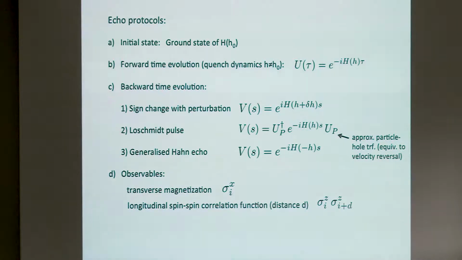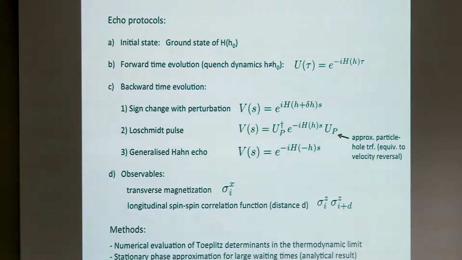The observables that we looked at are the transverse magnetization and the longitudinal spin-spin correlation function. Because this model is so straightforward, one can basically boil everything down to some numerical evaluation of determinants. You can take the thermodynamic limit, which gives you very accurate results. And you can also get analytical results for large waiting times based on a stationary phase approximation.